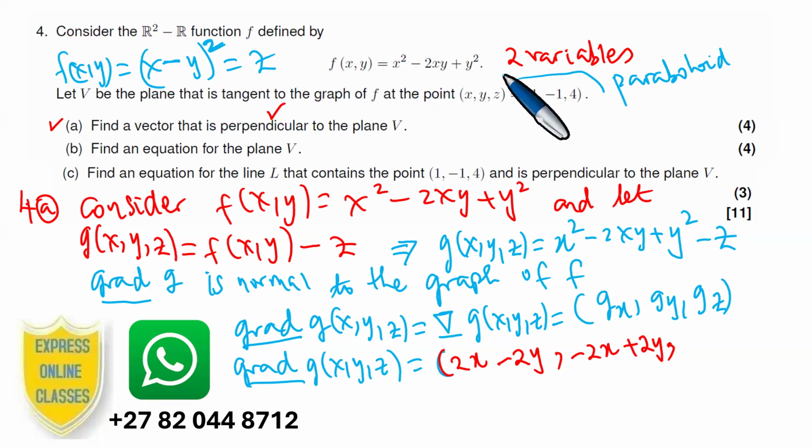So the points must be three variable points. But the f is two variables, so we must introduce a third variable, and you always introduce a minus z. Right, so then we form g, and g is a function of x, y, and z, and this is f of x and y minus z. And now we formed a new function g, which takes an ordered triple. Right, now the gradient of g is normal to the graph of f.